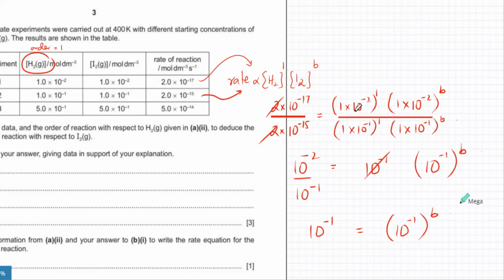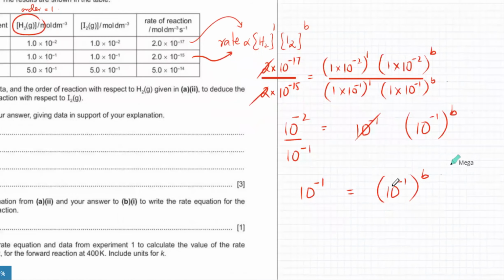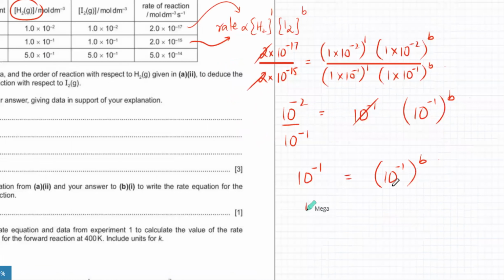Now I've simplified this. And when I simplified this, I got this relationship at the end. So it's basically 1 over 10. I mean, 10 power minus 1 is 1 over 10. Is equal to 1 over 10 power B. Now, the only way this relationship is consistent is if B is equal to 1. I mean, if you want to solve this, B would be equal to 1. So that means the order over here in this rate equation would come out to be 1.